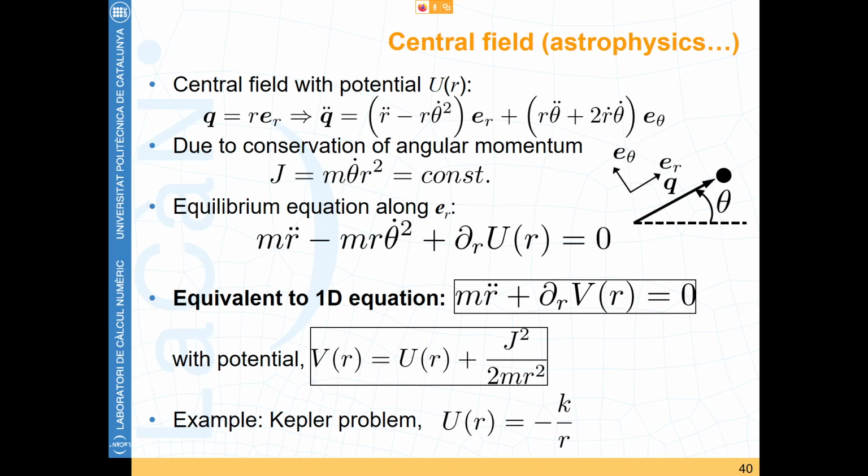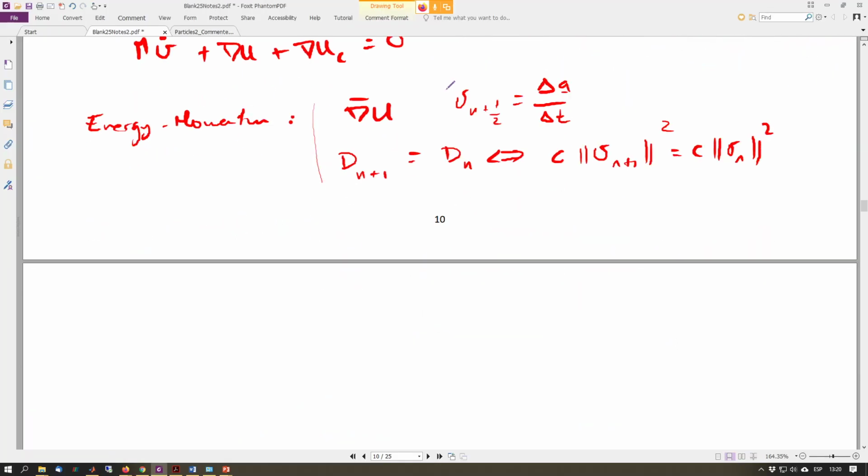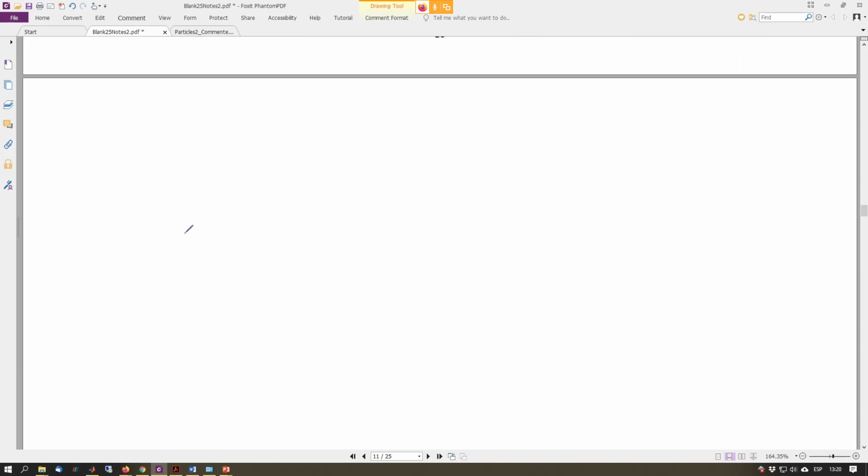Some of these simplifications mean that we have a central field potential. The same way that it depends on L, we may depend also only on r. This is the case in astrodynamics. We have a center, we have a mass, and our particle. In fact, we have a potential that just depends on r, as if the center would be fixed.